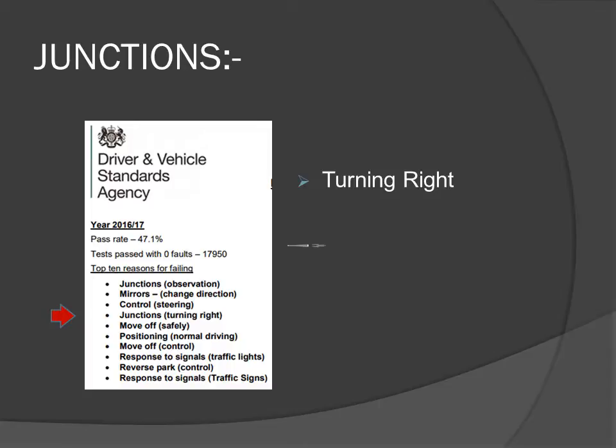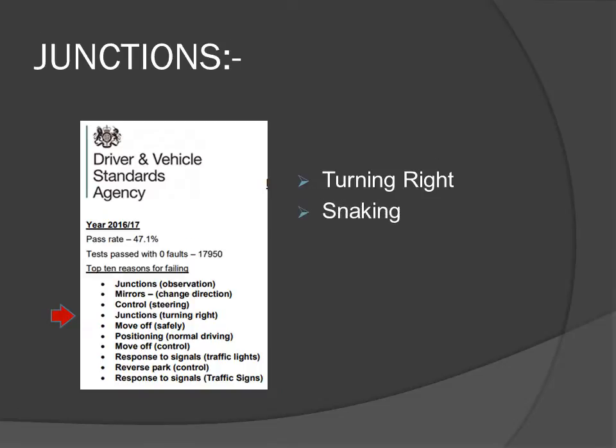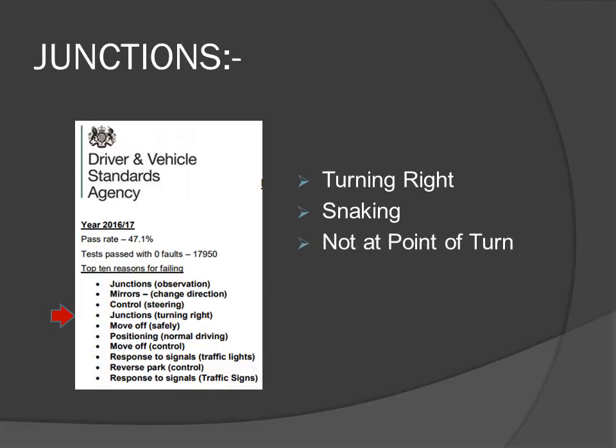Junctions. Turning right. Get your correct position for major to minor and minor to major roads. Snaking. If you go past your point of turn, you will inevitably snake and possibly find yourself on the wrong side of the road due to oversteering, not at the correct point of turn. Turning too early. This could be that you have stopped before your point of turn and are cutting off the white lines at the T-junction with your back wheels.